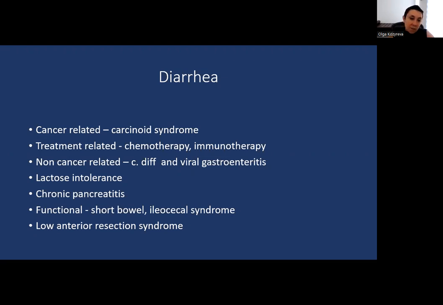Ileocecal valve syndrome, I think everyone should know about it. As you know, the ileocecal valve is located between the small and large intestine. If this is resected for any reason, in oncology it's frequently right-sided colon cancer, it's resected as a part of the right colon.